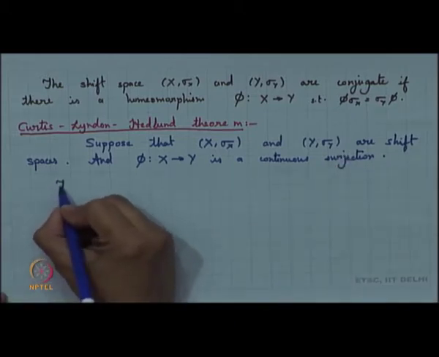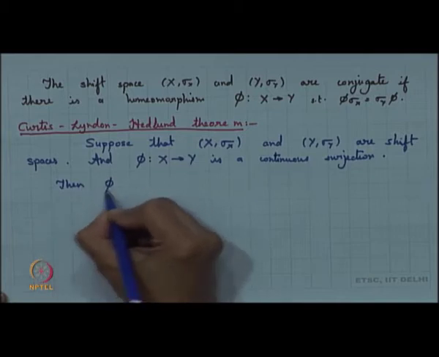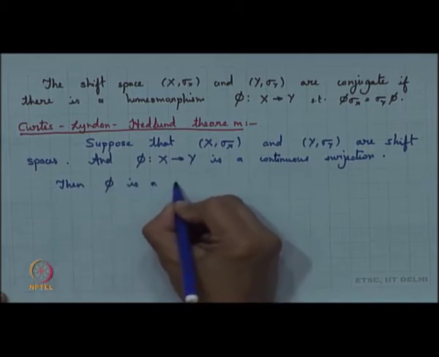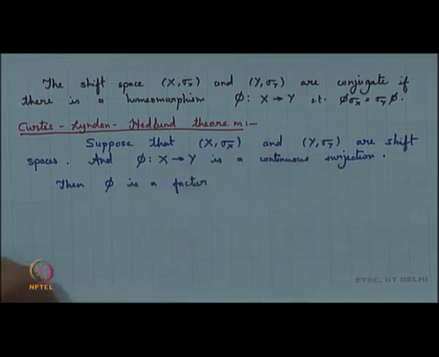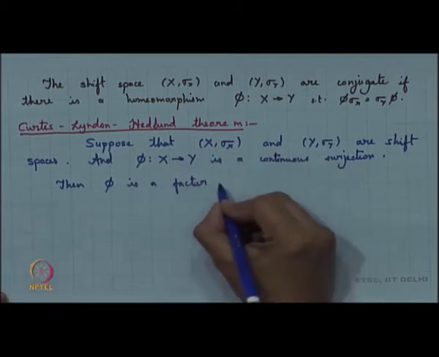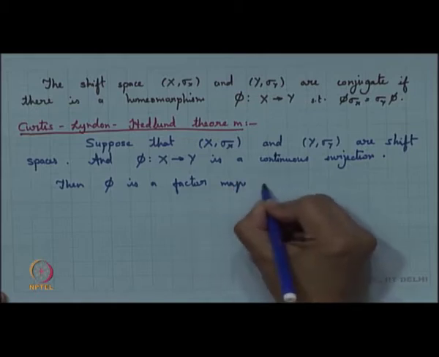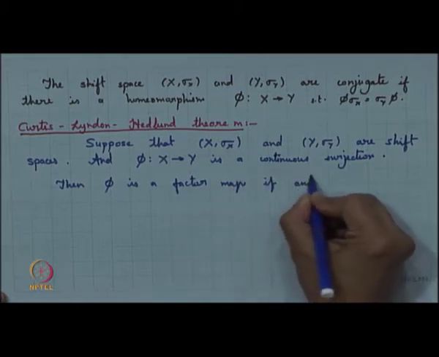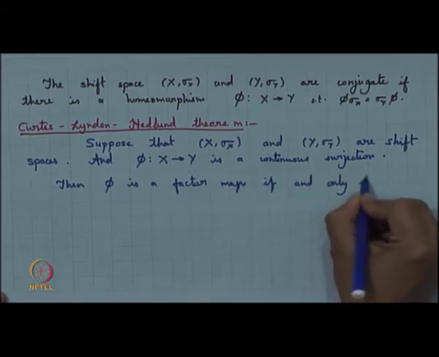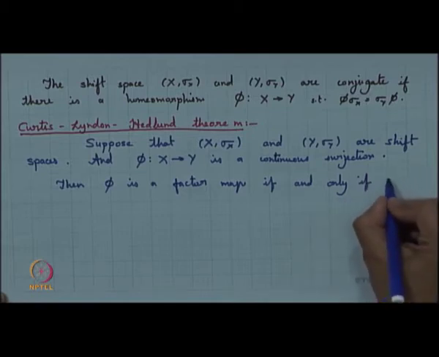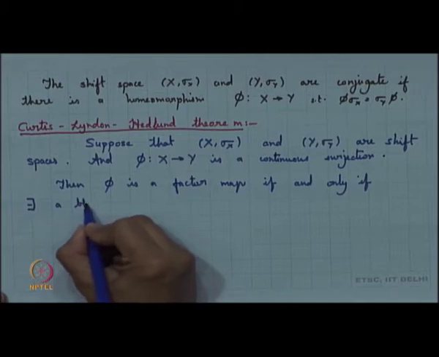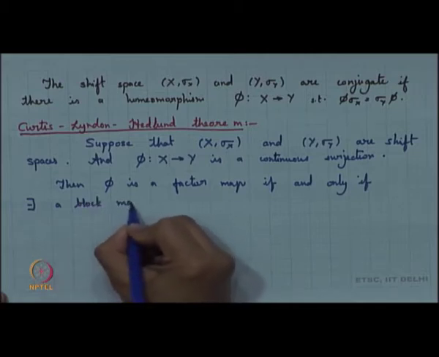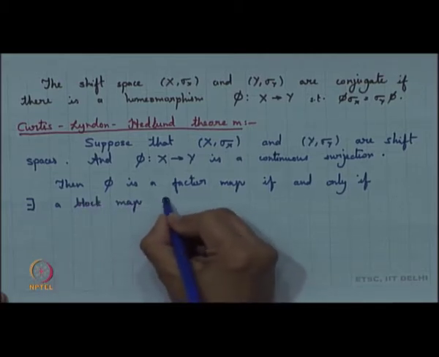Then this phi is a factor map, that means it intertwines with the action of sigma_X and sigma_Y. So this is a factor map if and only if there exists a block map, let me call it capital Phi.